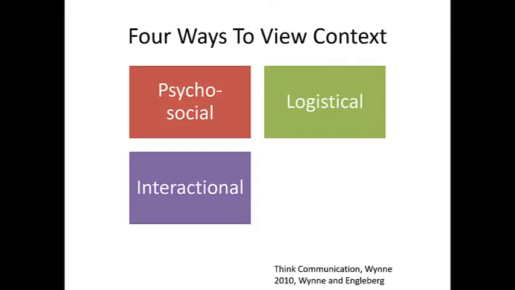A third aspect of context is the interactional context. We have different ways that we communicate. We communicate interpersonally. That's one person having a conversation with another person. It's a relationship building form of communication. Small group communication. Then presentational communication. We're talking even about mass communication.